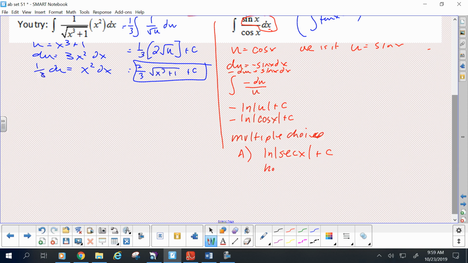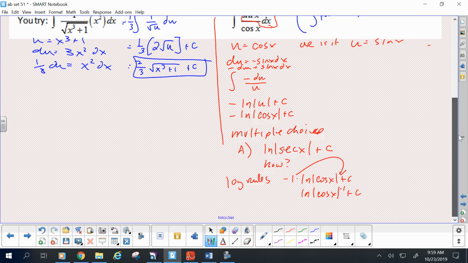How? Oh, because it's cosine. Wait, no. Cosine what? 1 over cosine. So by log rules, negative 1 log of cosine. If that negative 1 is brought up, that is a log rule. And what is cosine to the negative 1 power? 1 over cosine, and so it is more commonly written as log of secant x. Log rules are a stinker. We'll get to that later.